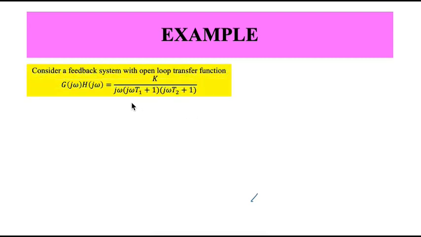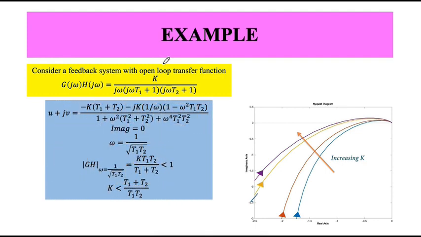Now let's see how this system looks. I have a system of this form, where I have a pole at the origin, then j omega T1 plus 1, j omega T2 plus 1. I split this into real and imaginary parts. I will skip this computation and just write down the final value, that is u plus jv. This is my real part till here, this is the imaginary part, and this is my denominator, which is common for both terms. Check this computation for yourself also.